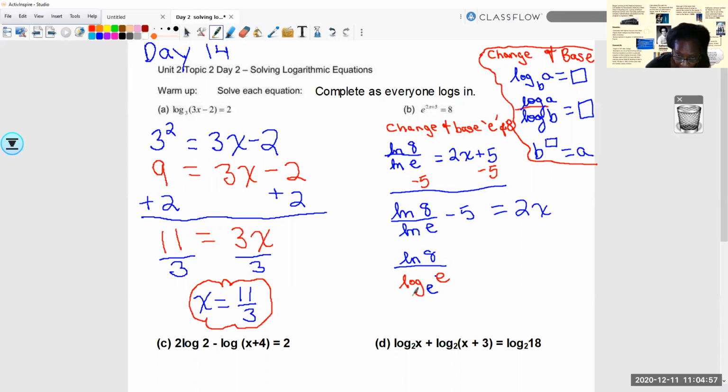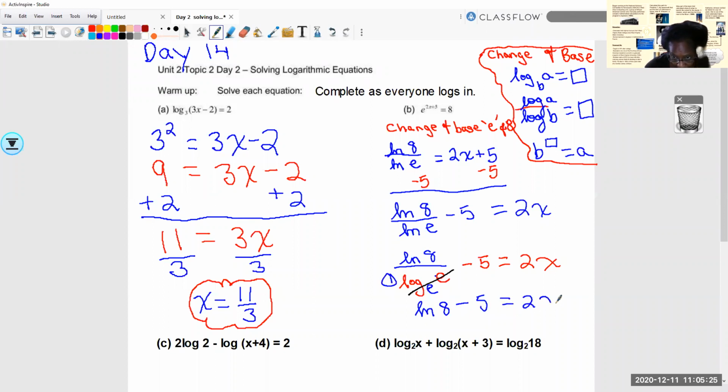Because these are inverses of each other, this just cancels out to 1. I'm just going to copy the rest so you know that it doesn't disappear. A number composed into its inverse will undo and you'll be left with 1. So this simplifies to natural log of 8 minus 5. Let me just put that 1 here.